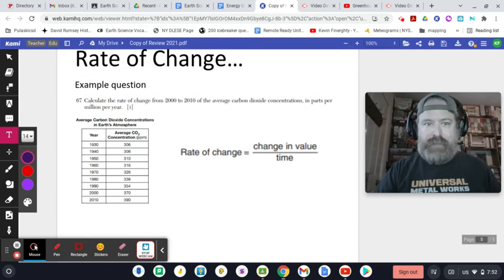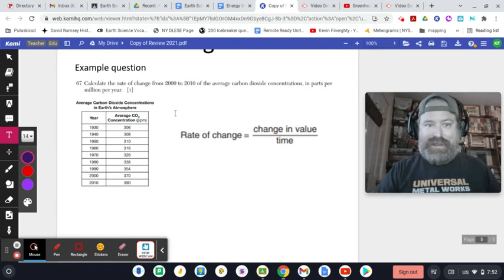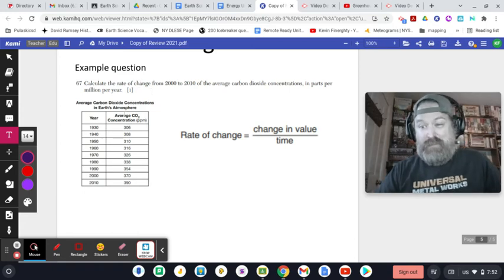Rate of change problems. I'm promising one, and I'm promising that it will look almost exactly like this. It'll be a different problem, right? But it really is going to be the same concept.